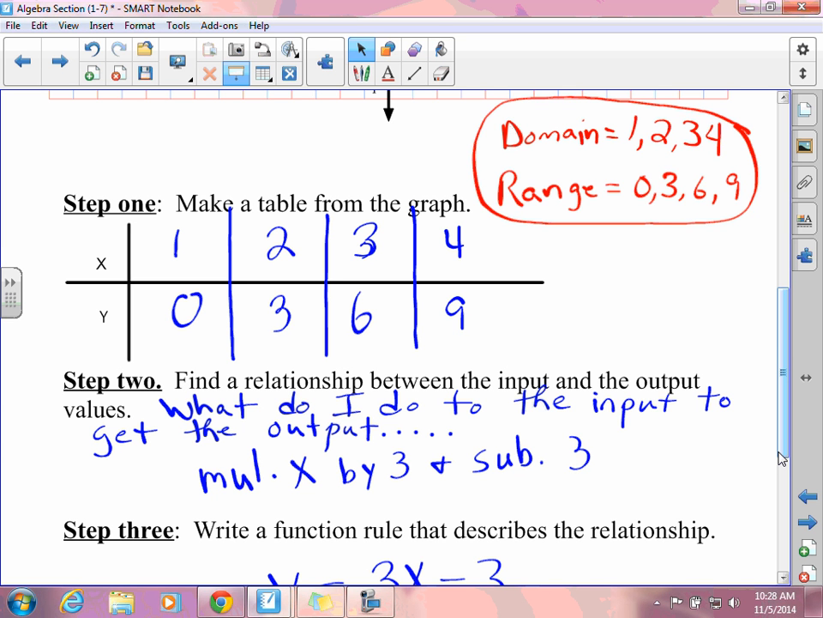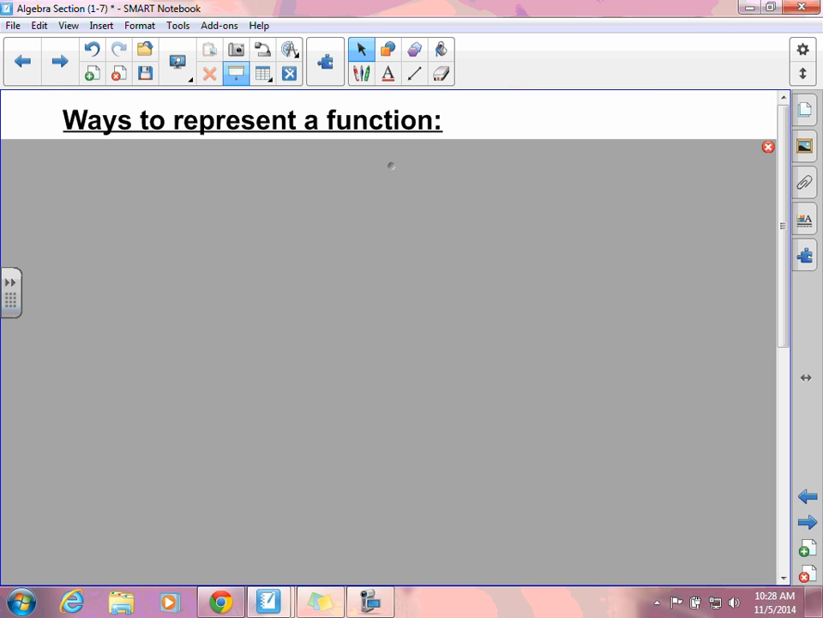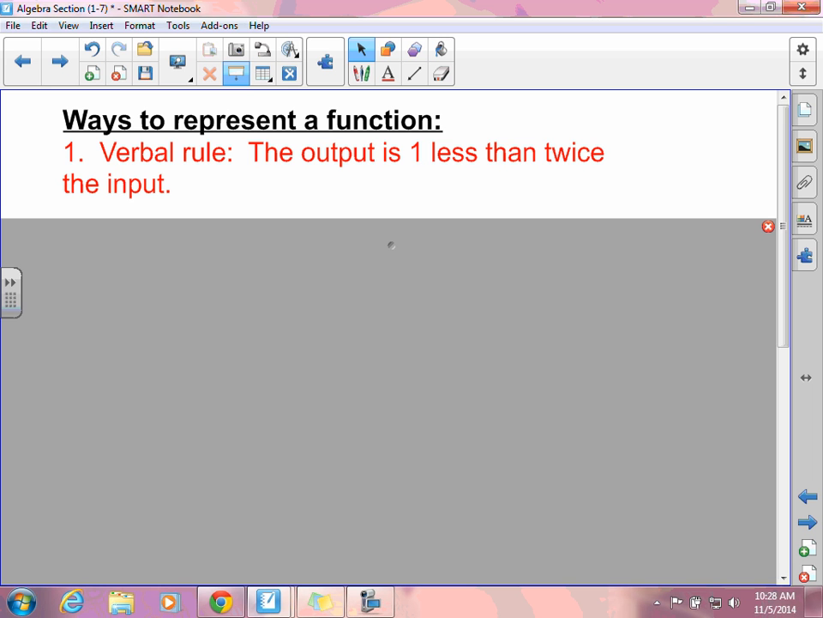Okay. Last slide. Ways to represent a function, okay? One way is a verbal rule, and we've seen this before. The output is 1 less than twice the input. It's just a bunch of words, right?